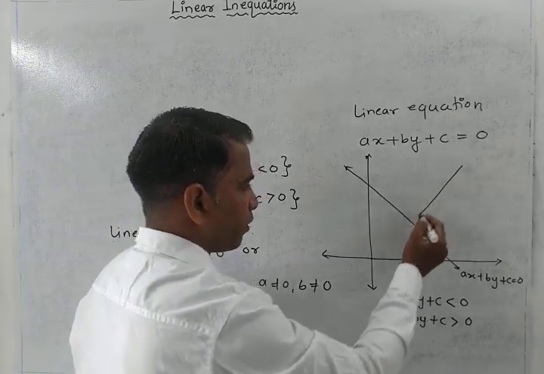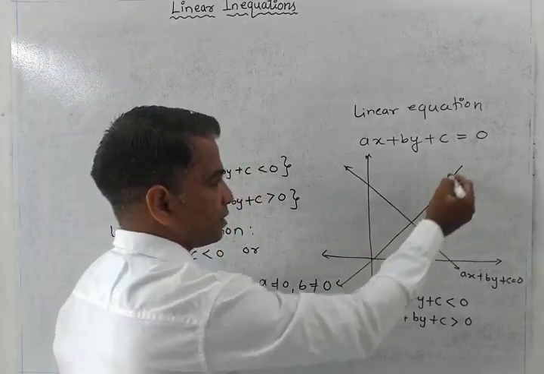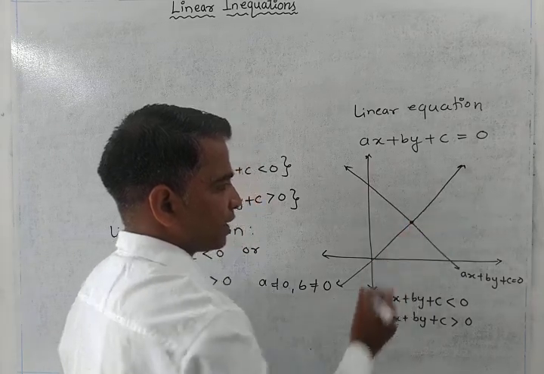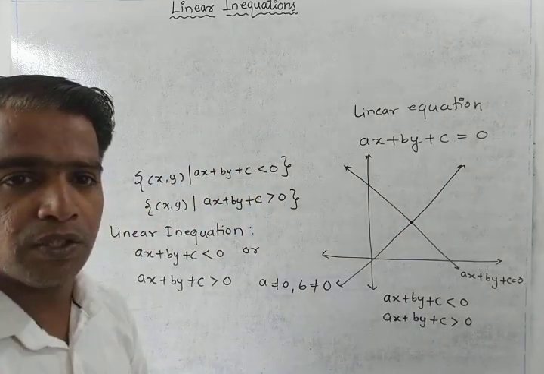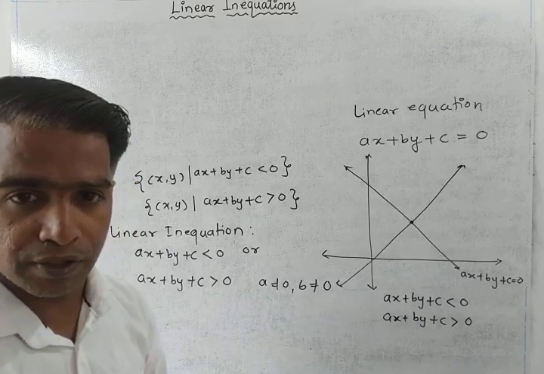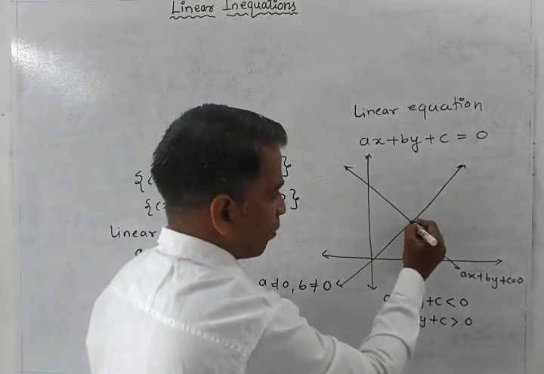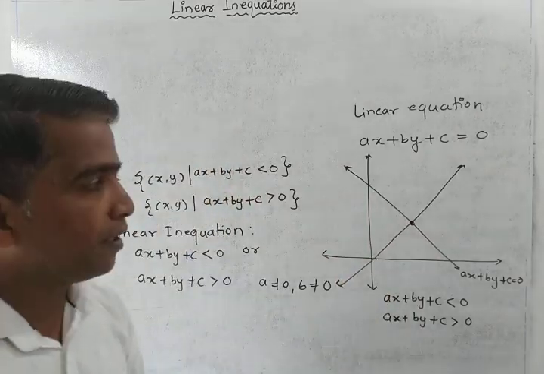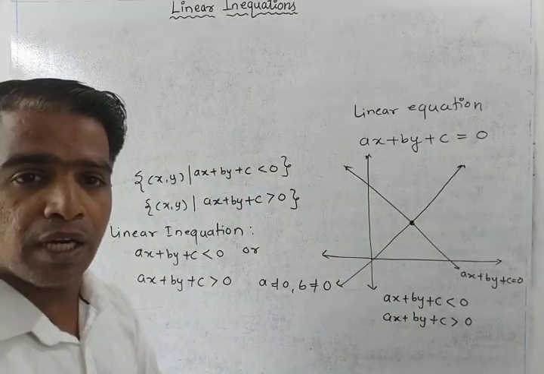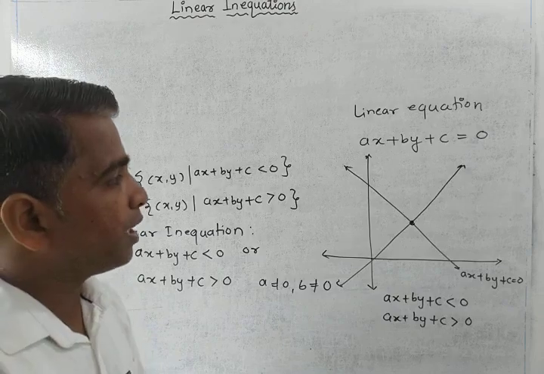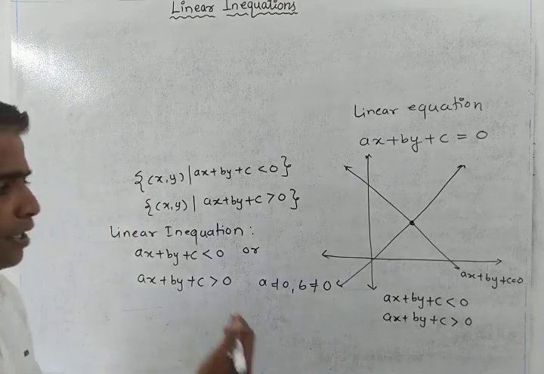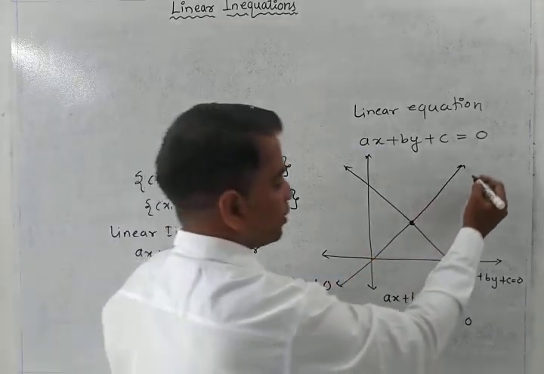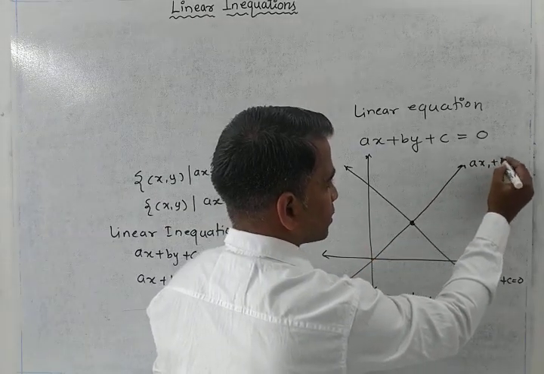One more line we will draw along with this line, and where the lines intersect, that point is called the solution of those linear equations, the common intersecting point. It is always a unique point, only one point where any two lines intersect. So that point we call the intersecting point, and that is the solution of any two linear equations.